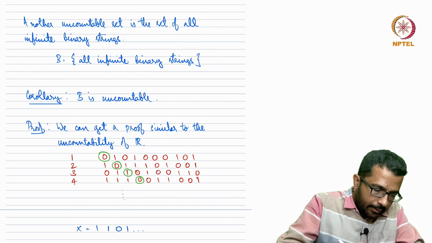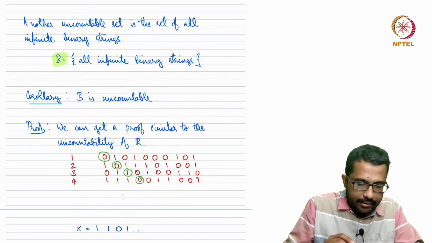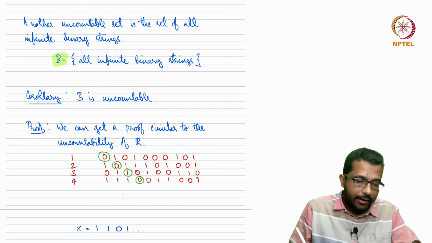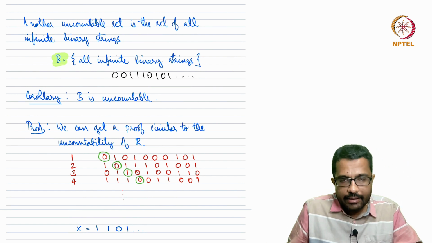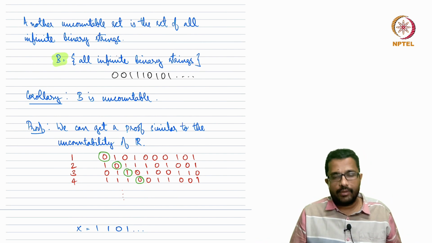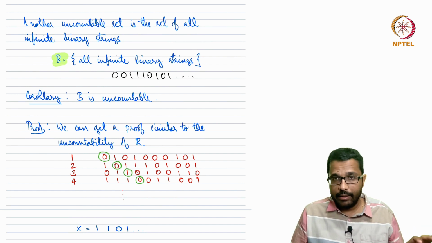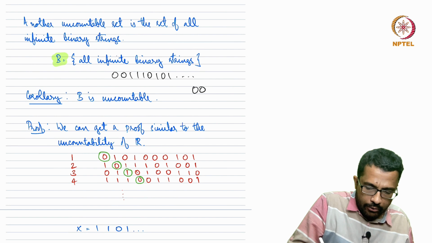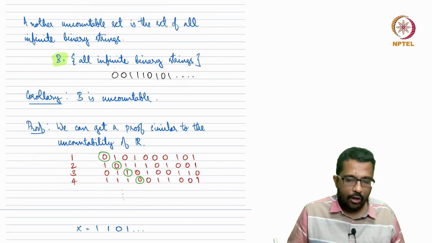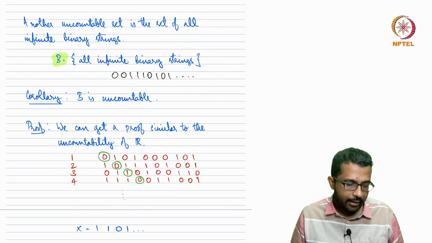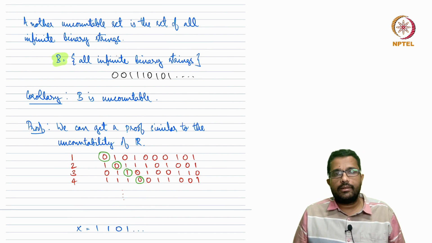So let set B be the set of all infinite binary strings. Binary strings, infinitely long binary strings. So strings like 0, 1, 1, 0, and so on. Each element in this set is an infinite binary string. So not finite binary strings. If, for instance, 00 or 1101 are finite strings, they are not there in B. The elements of B are infinitely long binary strings. So this B is uncountable.